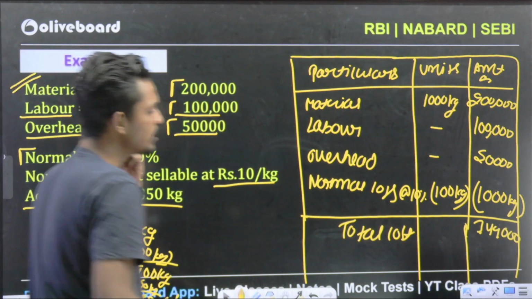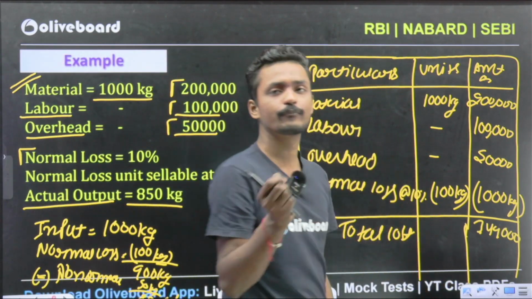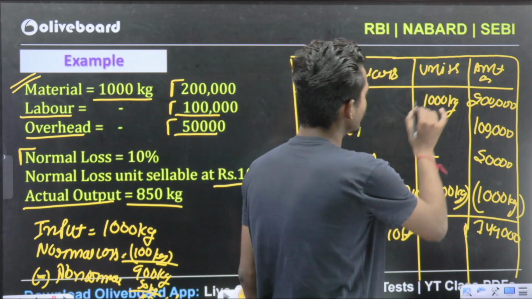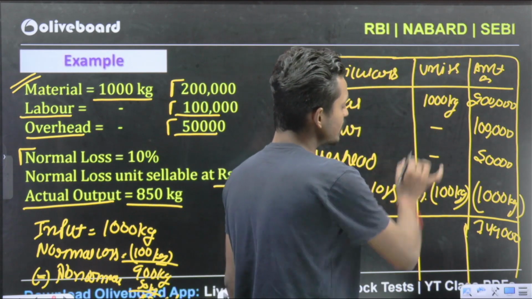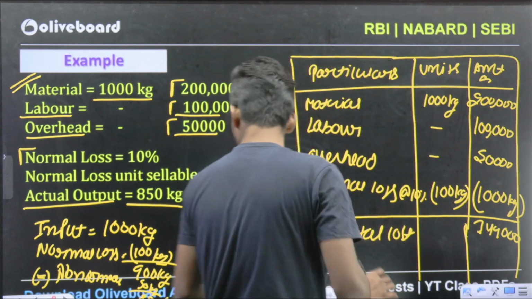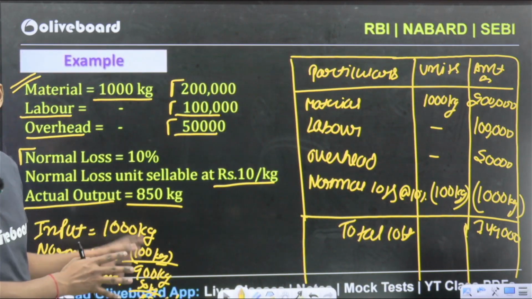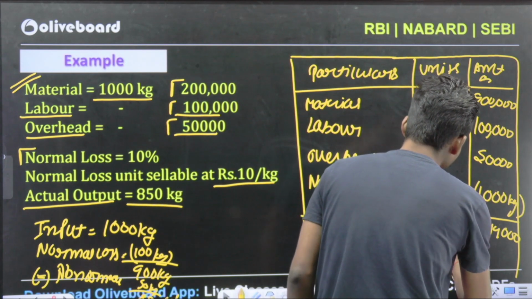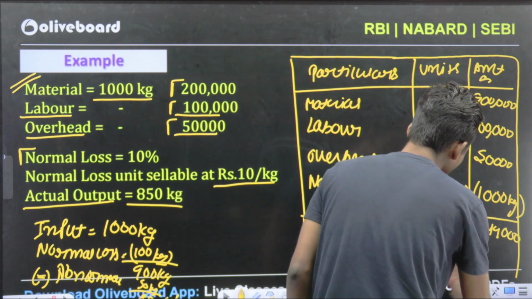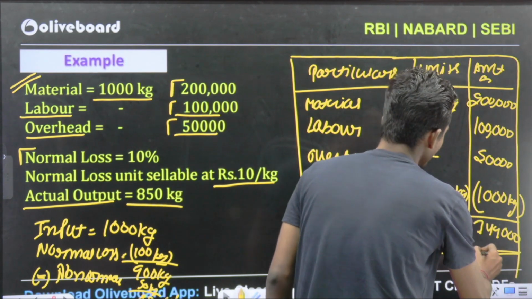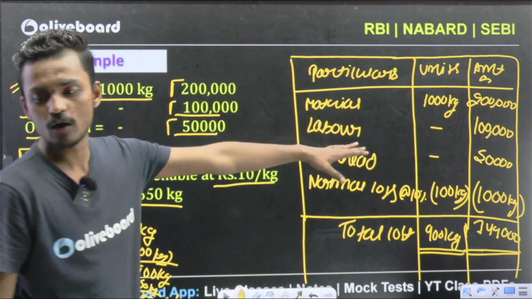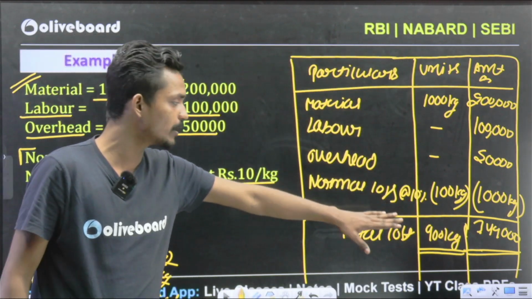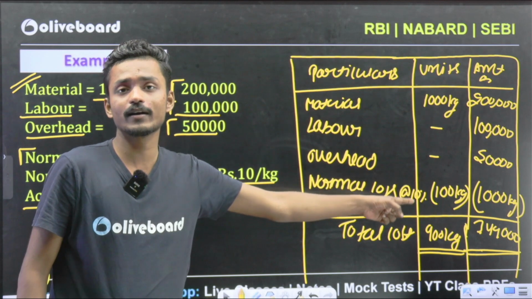So I have the total cost of 3,49,000 rupees, and for that I am producing the actual output, which is still 850 kg. But I have the 900 kg total units, out of the 1000 kg when I deduct the 100 kg. What do I have?